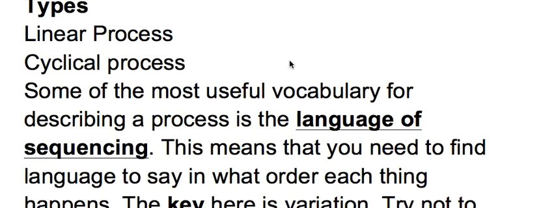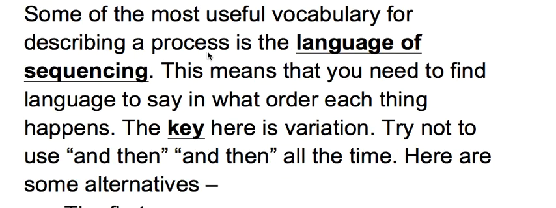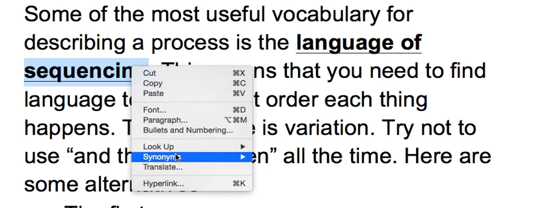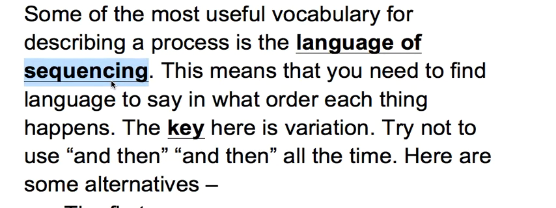And then for the processes, we need to learn the language of sequencing to put things in a sequence. Sequence means to put in an order, and this means that you need to find language to say in what order each thing happens. The key here is variation. You have to use different vocabulary. Try not to say "and then" all the time.